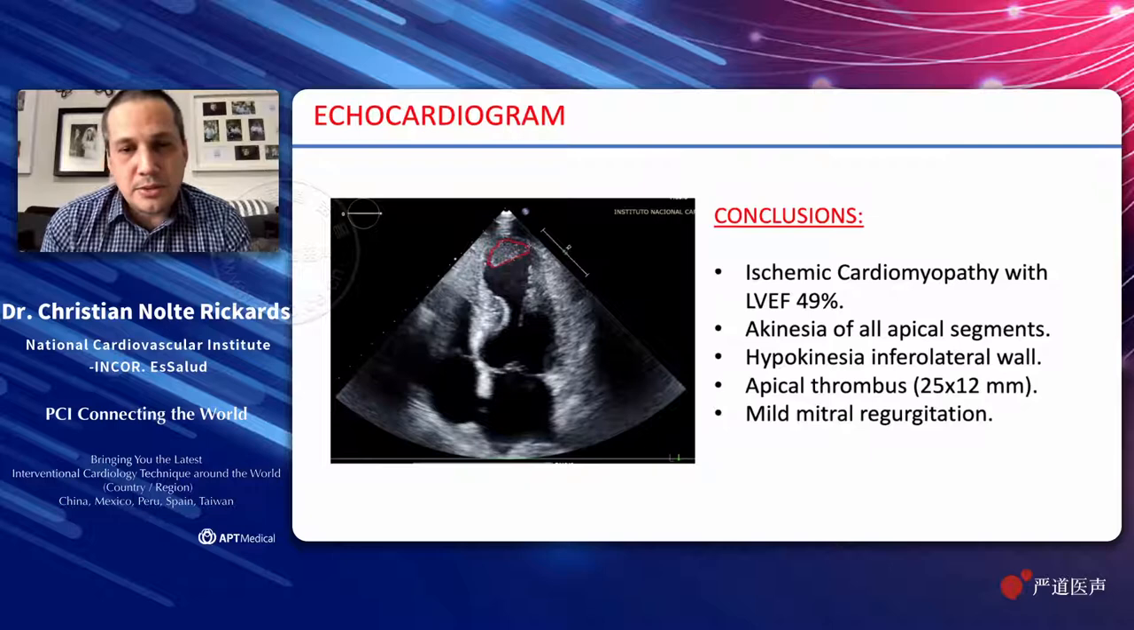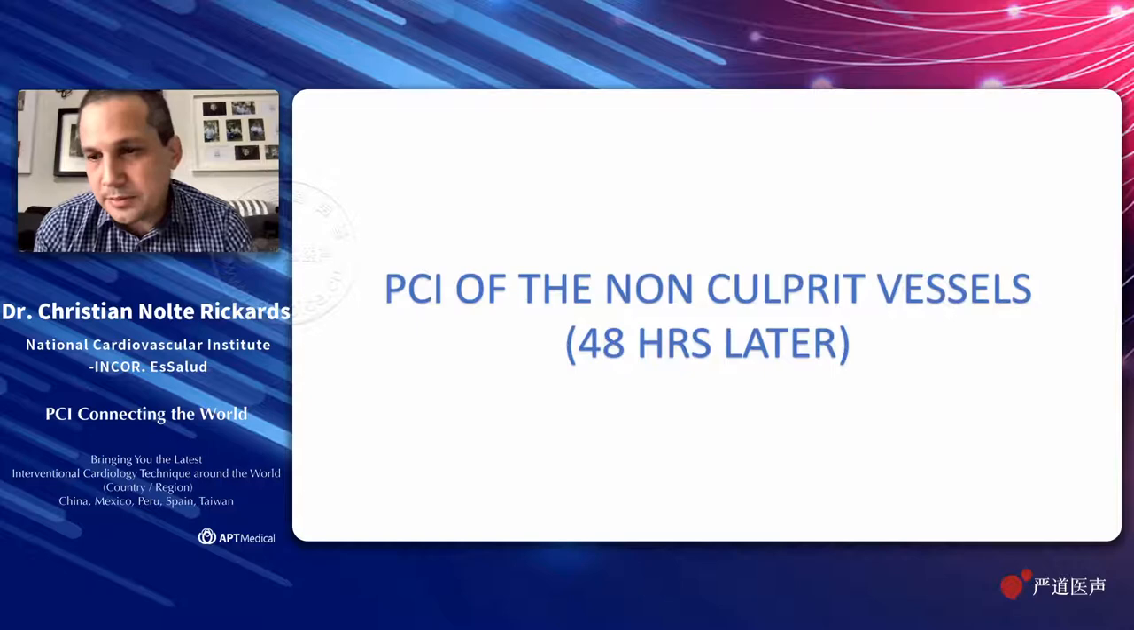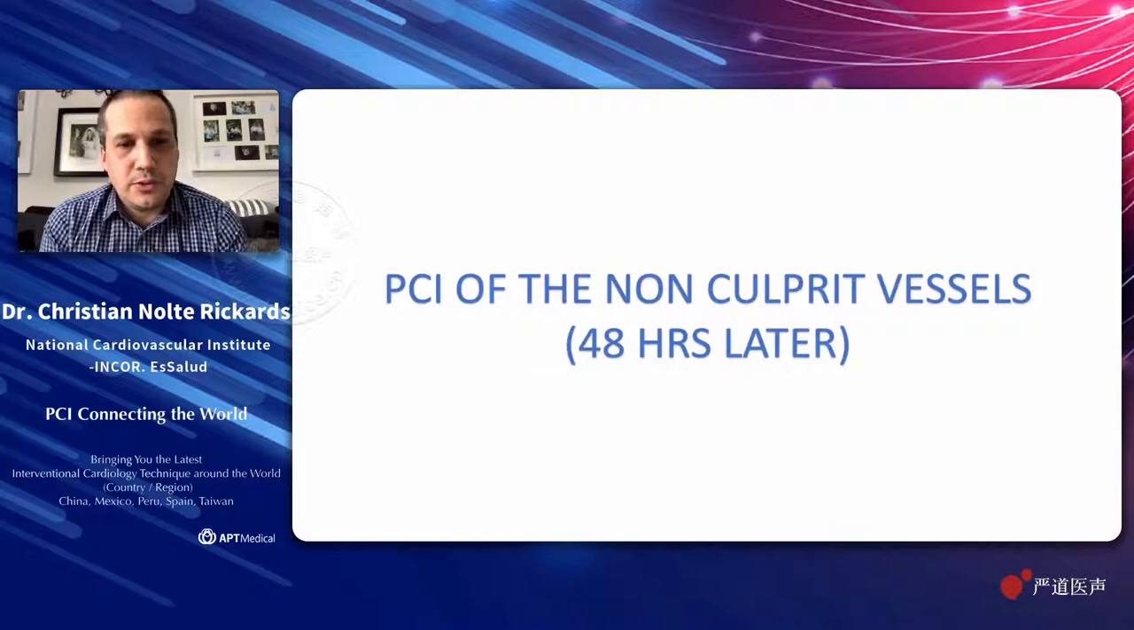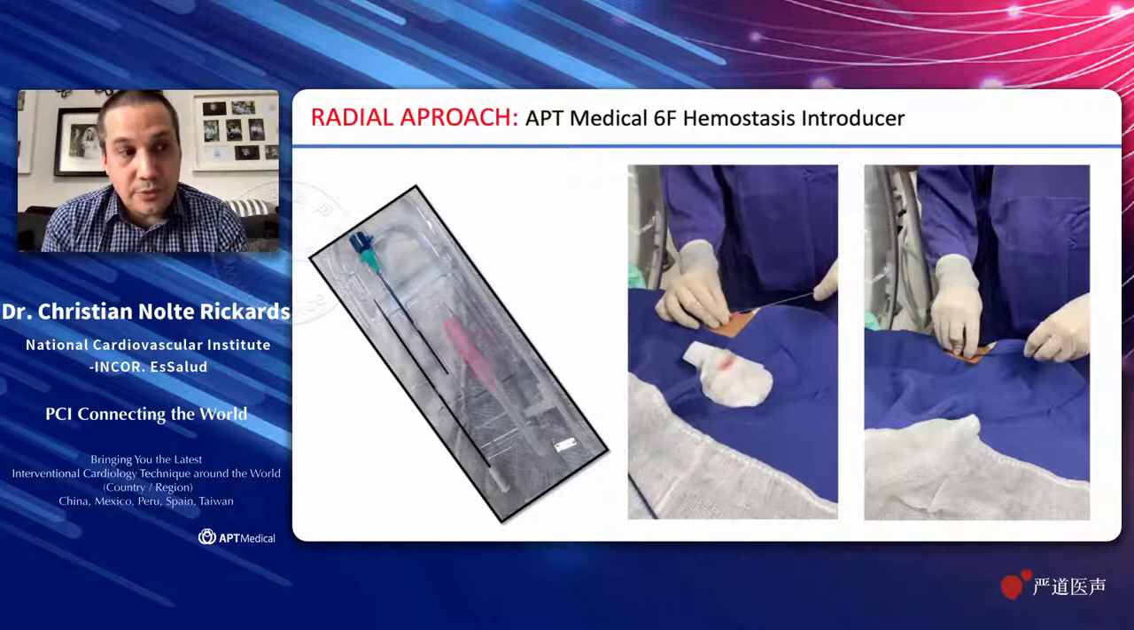So 48 hours later, the patient was stable, creatinine levels were okay, there was no kidney damage at that point. So we planned to go for the non-culprit vessels at that point. And for this approach, we used the radial access. I like to use left radial access.